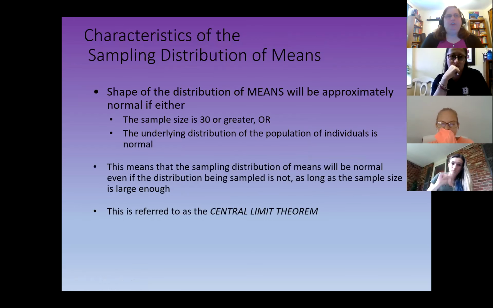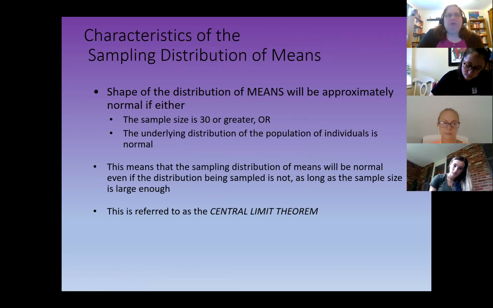So here's the deal. The shape of the distribution of means will be approximately normal if either the sample size is 30 or greater, it doesn't matter whether the underlying distribution is normal or not normal, or if the underlying distribution of the population of individuals is normal. So in other words, it's an either or situation. As long as you meet one of these criteria, then the shape of the distribution of means will be approximately normal.